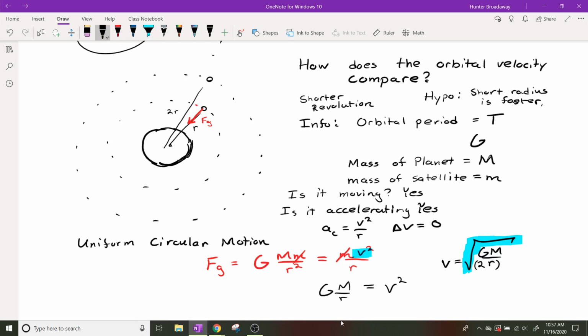Let me try to explain this as best I can. Both of the equations had G, right? Both of the equations had M, right? Both of the equations had a radius, right? So the only difference is that one of them has a 1 over the square root of 2, also known as the square root of 2 over 2. So does that mean that we're going slower or faster in the back?